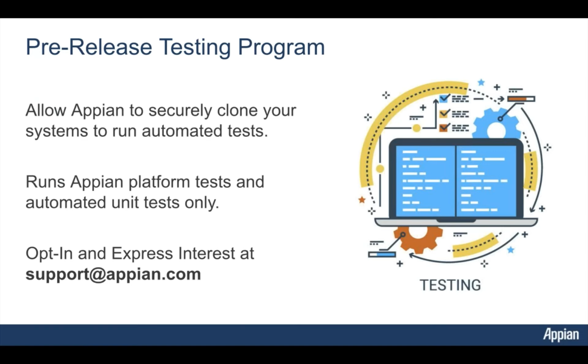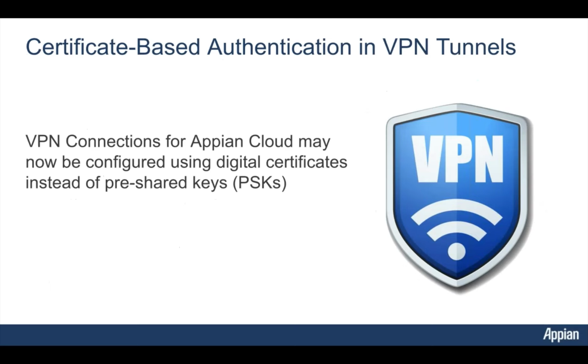So you're volunteering your own clones of your systems. This could be a dev, test, or production environment that is going to give you that guarantee that, hey, we have tests against your specific environment for greater confidence of a better quality platform when it hits GA. It does not replace functional testing of your application. This is an opt-in. You can express interest at support@appian.com.